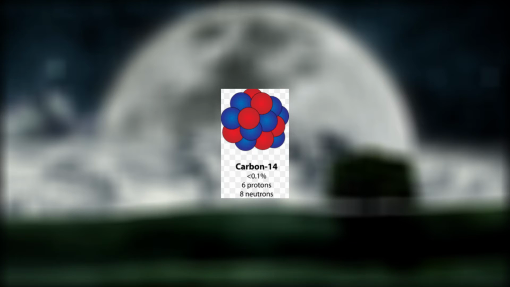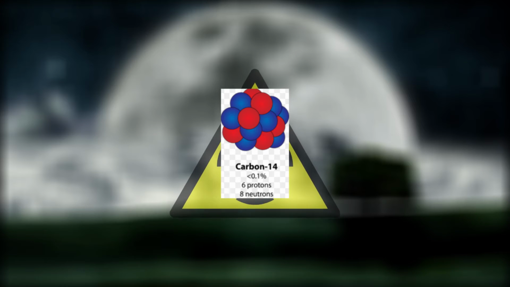But wait, there's more. This radioactive sign has 3 sides. It also has 3 quadrangles and a circle in the middle. Does this mean... wait, I think I've figured it out. Carbon-14 is a radioisotope. Lol, you thought it was an Illuminati joke, but wait, what if it were?